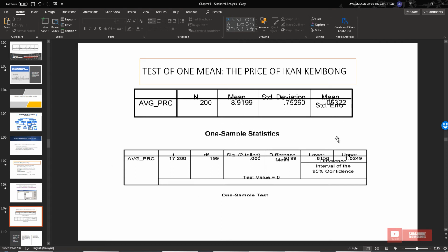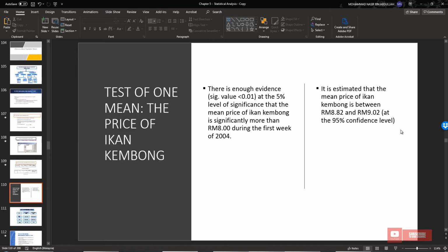So for a one-sample t-test, usually we don't need to use the t-test significance test to compare. We can use descriptive statistics to make a conclusion as well, right? So this is how we conclude.